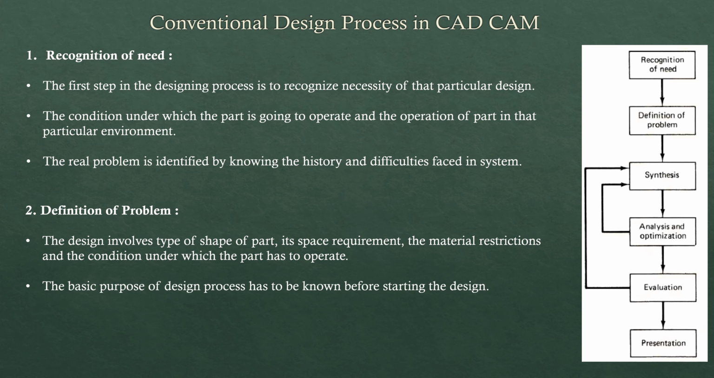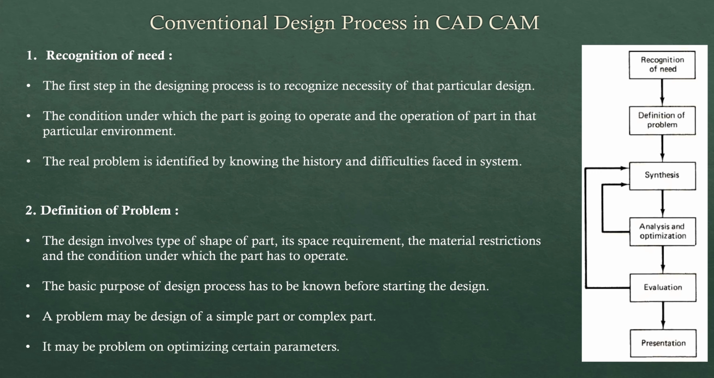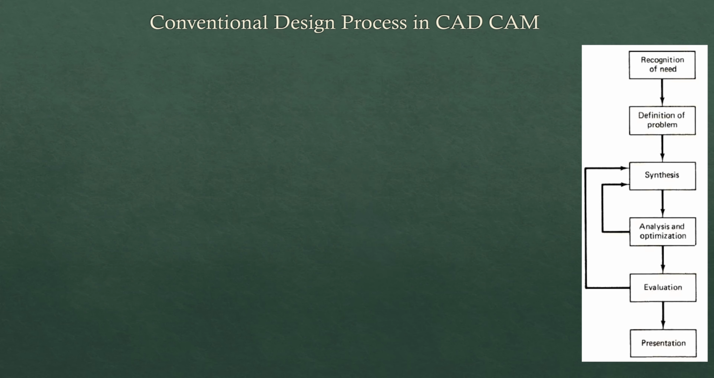The basic purpose of the design process has to be known before starting the design. So you need to know the basic purpose of the design before starting the design. A problem may be the design of a simple part or a complex part. So you need to define the problem. It may be a problem of optimizing certain parameters. So this is about the definition of the problem, which is the second step of the conventional design process.